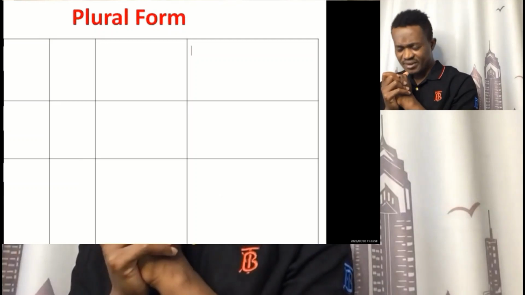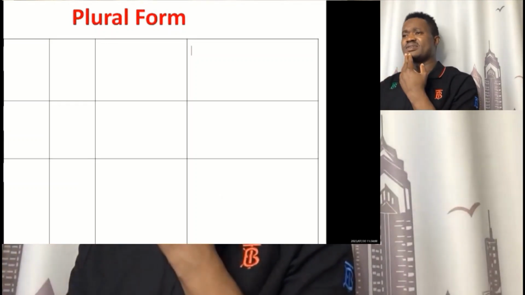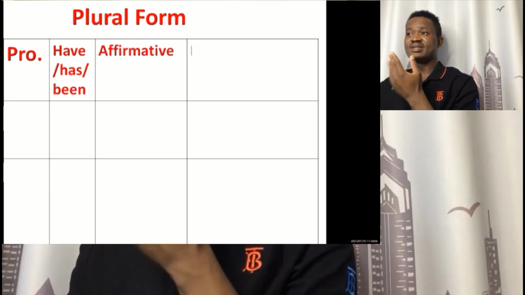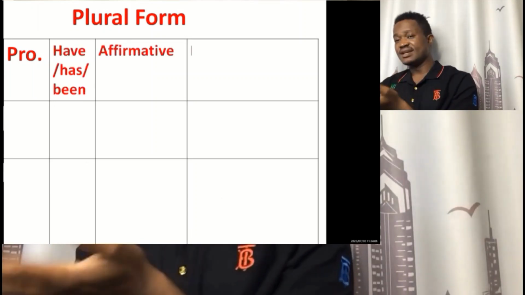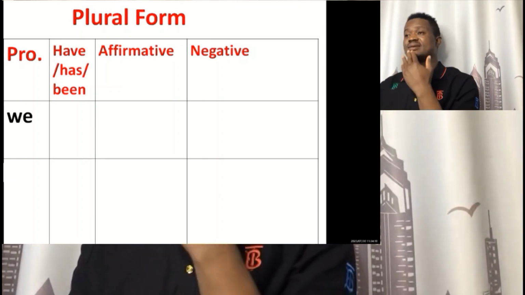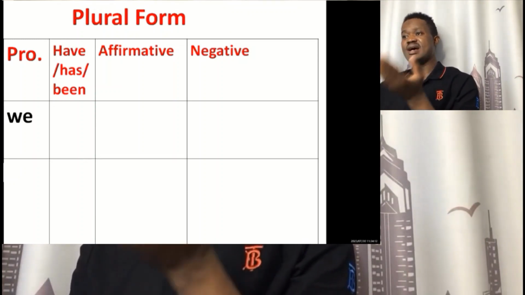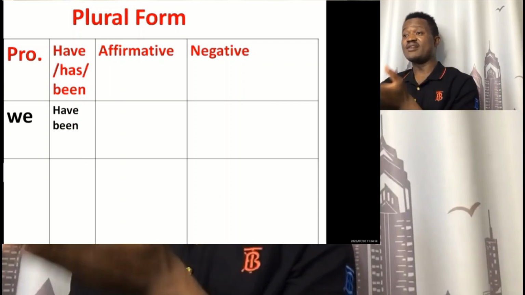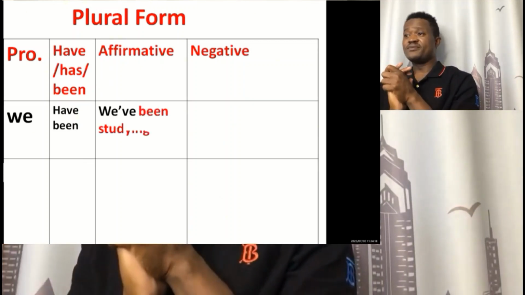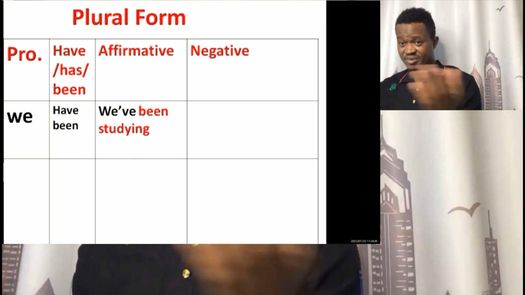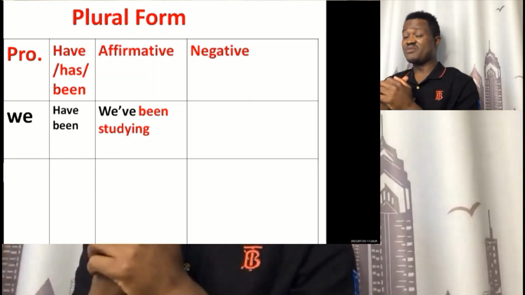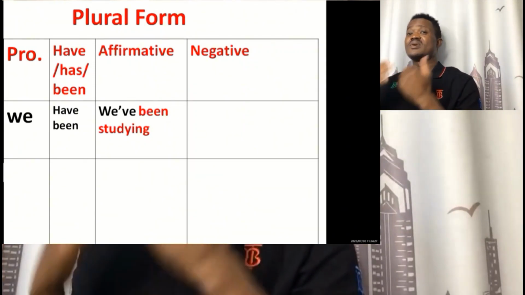Okay, let's talk about the plural form. In the plural form, the pronouns use have, been, in the affirmative and negative. With we, we use have been. The affirmative form is we've been studying, although you can also say we have been studying. That is good, but faster is we've been studying.